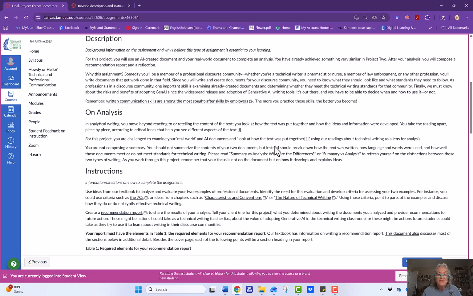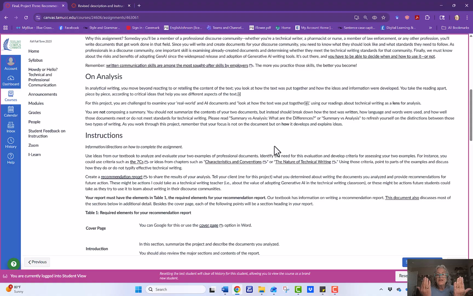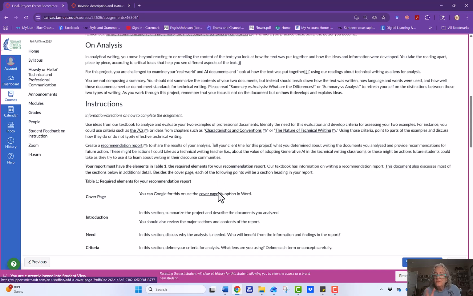Then you're going to analyze it. You're going to put the two together and see how well they meet whatever criteria you use, the 7 C's. Okay, let's stick with that. How do they both compare with those? All right. And so you're going to do an analysis. You're not doing a summary of the content. That's not what we're looking at. We're looking at how they meet these conventions, and you're going to write a report. And I do have a sample available.